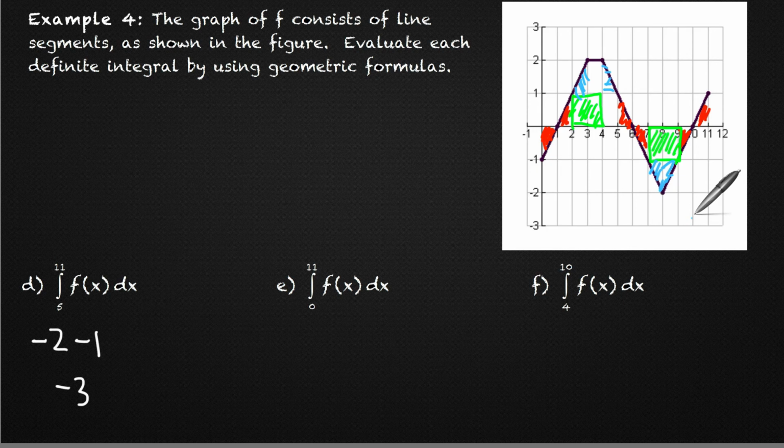So after all that cancellation, we have two rectangles. The one has a width of 1 and a height of 1, and this has a width of 1 and a height of 1, so it's going to end up basically giving us 2.